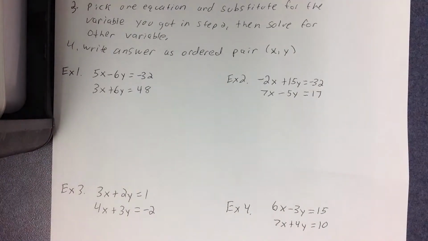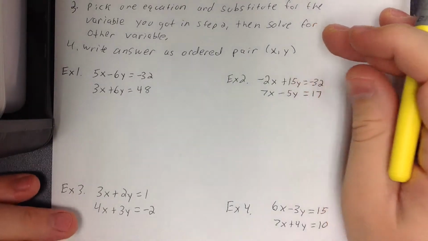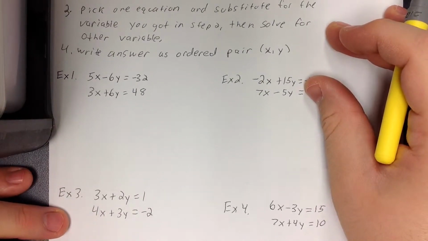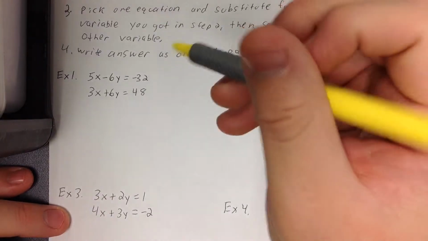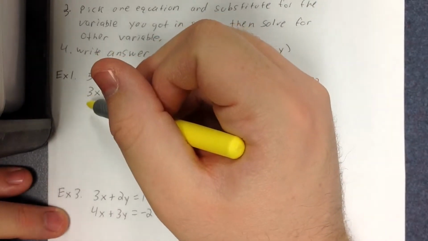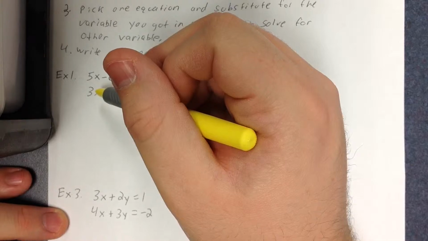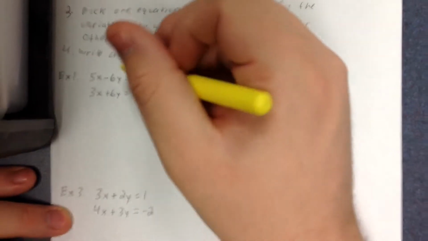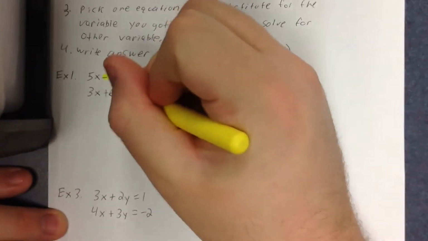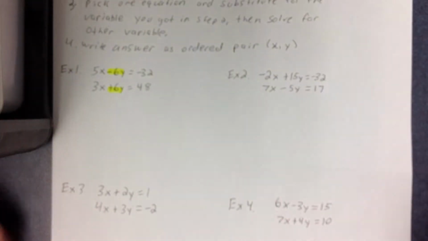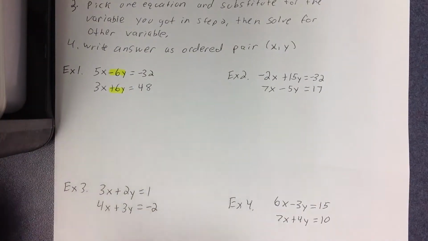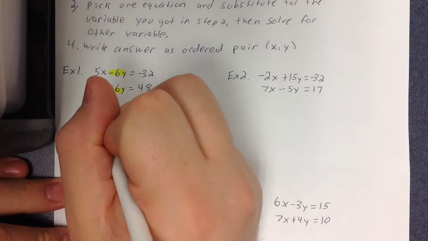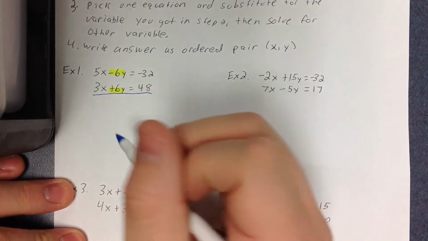So if I look at example 1, it says 5x minus 6y equals negative 32, and 3x plus 6y equals 48. So 5x and 3x aren't opposites. They're not the same number, but opposite signs. But here, negative 6y and positive 6y are opposites. So once you have opposites, you add the two equations together.